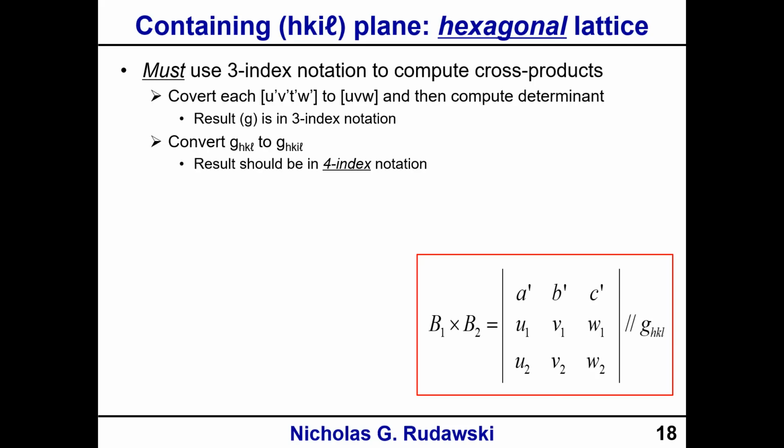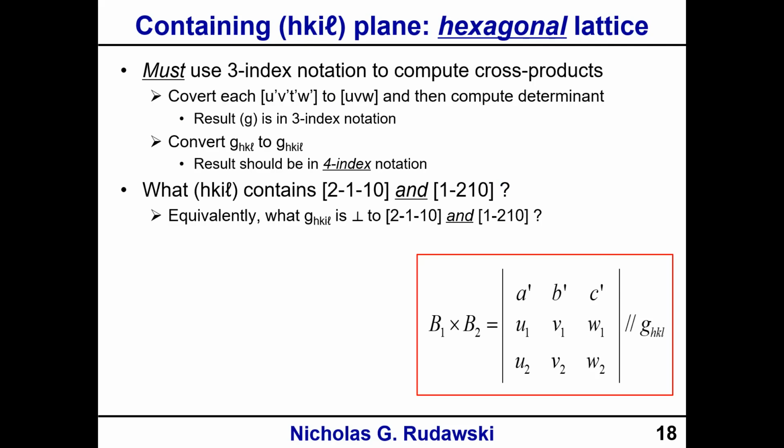We get out our answer, and it's going to be in 3-index notation. We have to then convert to 4-index notation, which is really easy because we just take the opposite of the sum of the H and the K indices. As an example here, what HKIL plane contains 2 1 bar 1 bar 0 and 1 2 bar 1 0? Or equivalently, what G vector is perpendicular to the 2 1 bar 1 bar 0 and 1 2 bar 1 0 lattice directions? If you do the math, you end up with 0001 or 0001 bar.